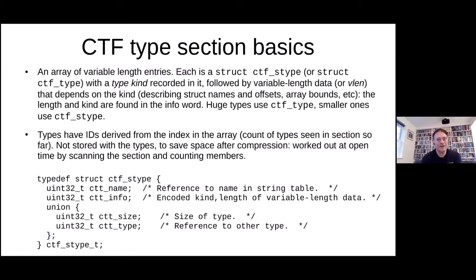The type section is very simple. Each entry looks roughly like this. It's got the name of the type, if there is one, zero if it isn't, an info word which describes what sort of thing a type is, and either the size of the type or some other type this type refers to. You can't do both at once. Pointers use one, structures use the other.